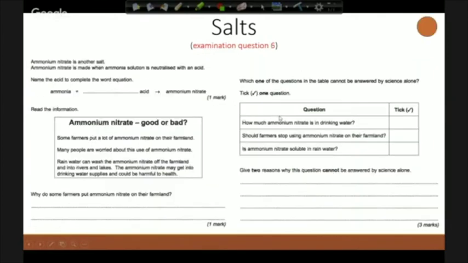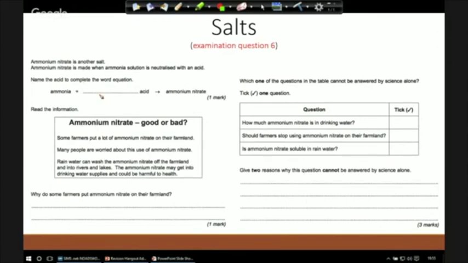Okay, question 6. Relatively quickly this one, because we're getting a little bit tight on time. You might want to pause this and answer it yourself and come back to it. Ammonium nitrate is another salt. Ammonium nitrate is made when ammonia solution is neutralised with an acid. Name the acid to complete the word equation. Well, it's nitric acid with ammonia to make ammonium nitrate.